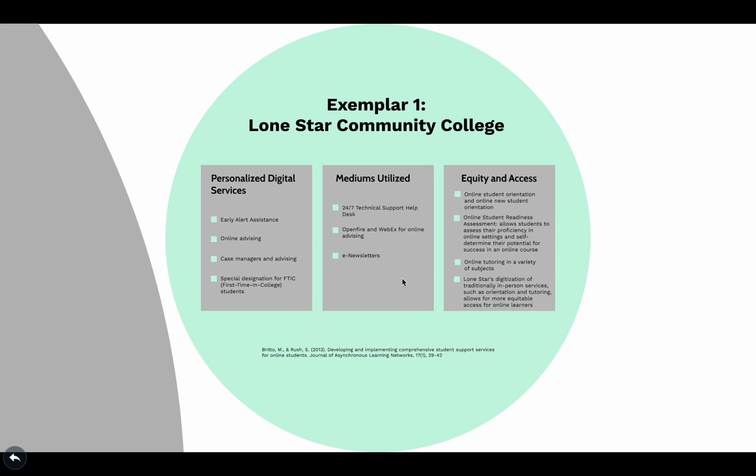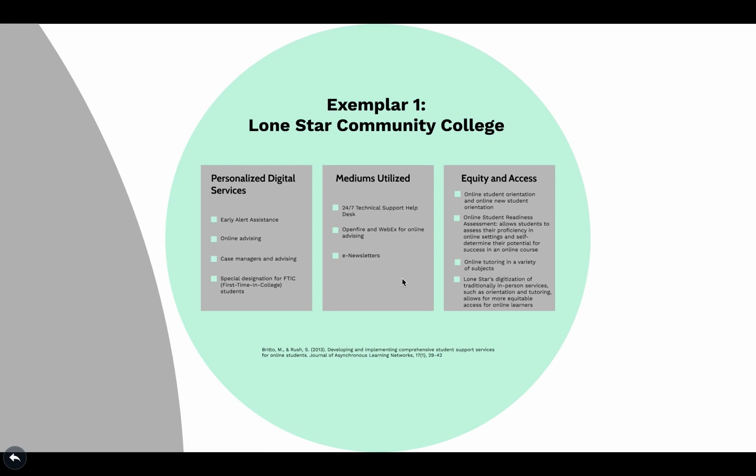Lone Star also utilizes several digital mediums to provide services to students, both synchronously and asynchronously. For example, Lone Star offers 24/7 technical support for students. Online advising is conducted from remote locations using special software programs, and e-newsletters are sent to students and tracked for clicks, traffic to areas of interest or need, and the rates of read newsletters. This generates quantitative data that can be used in future iterations of collecting student-facing data, just like we've been talking about.